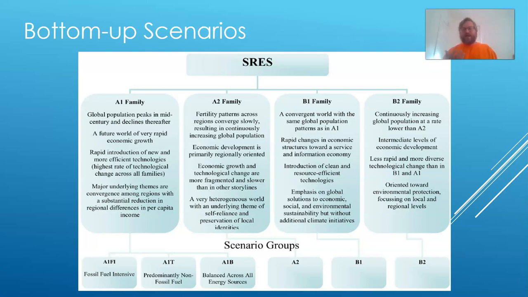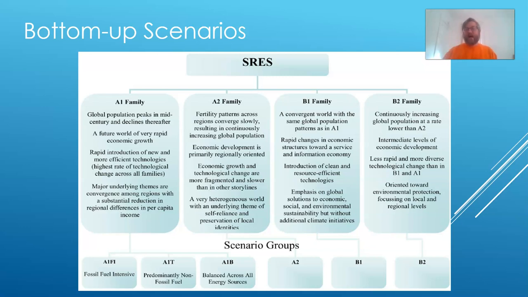And so, you don't have to remember these scenarios and the names of them and what goes into them, but this is just to illustrate the kinds of things that are incorporated into building a bottom-up scenario. So if you'll notice, one factor that goes into these different scenarios is population, right? How many people do we have on our Earth? So the A1 scenario here says global population peaks in mid-century and declines thereafter. So sort of low population growth kind of scenario. A2 says continuously increasing global population. B1 says population same as A1. B2 says continuously increasing global population at a rate lower than A2. So we have different things that might happen in terms of global population that distinguish these scenarios.